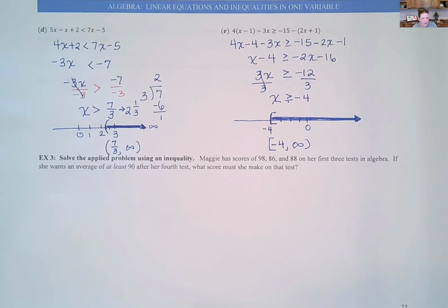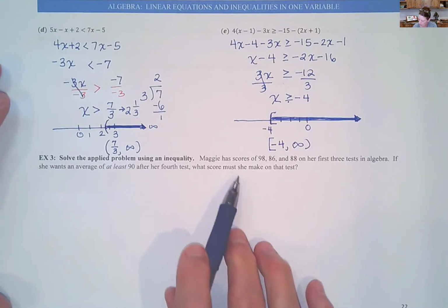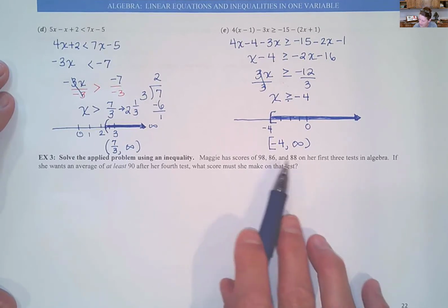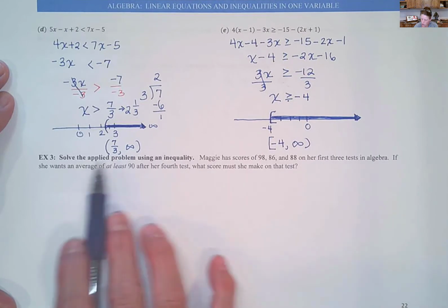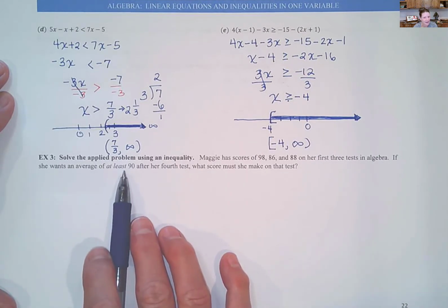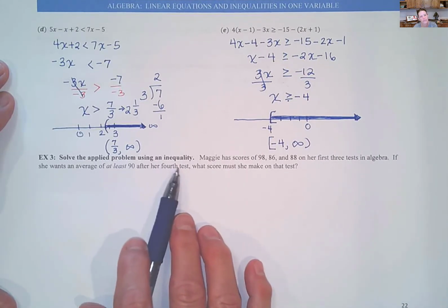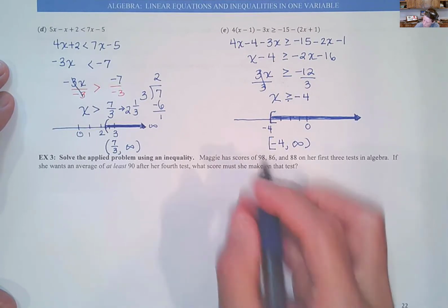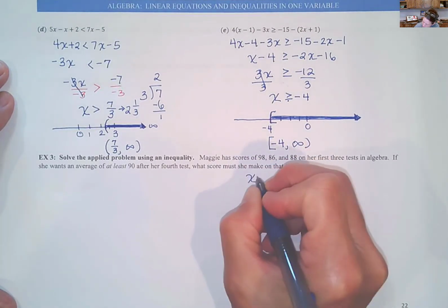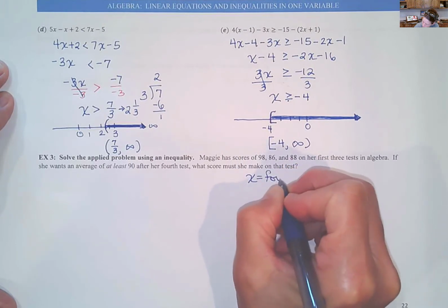Next, let's look at an application. Maggie has scores of 98, 86, and 88 on her first 3 tests in algebra. She wants to maintain an average of at least 90, or an A, after her 4th test. So I wonder what score she must have on that test. Well, let's let X represent this 4th test score.